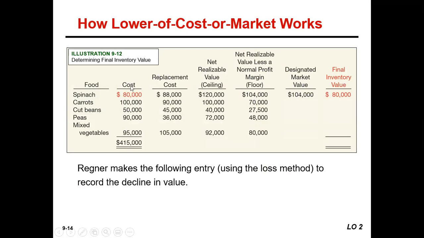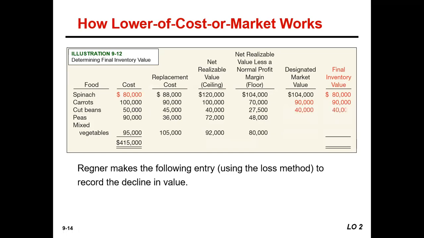And then we look at the lower of cost or that designated market value, whichever one is lower, right? And that's what they show us on page 449. Okay. So then now we're looking at carrots, replacement cost 90,000, and then we get that ceiling 100,000, the floor 70,000. Again, in this case, we're going to choose to use that 90,000 because that is the lower of cost or designated market value, right?